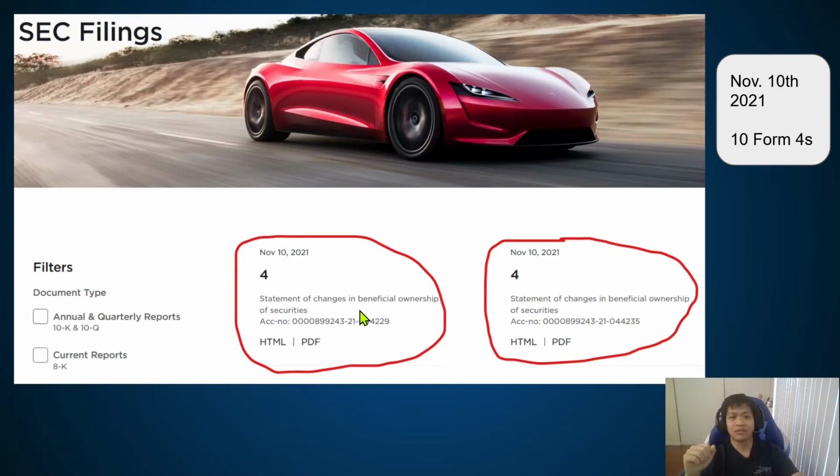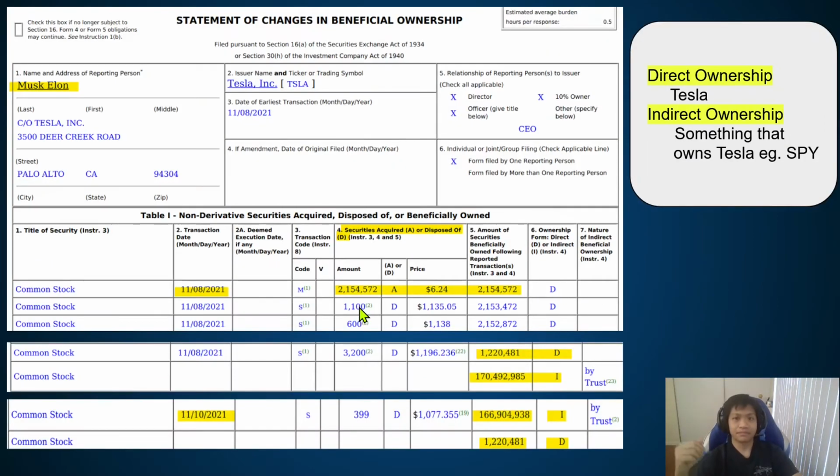So these are just two of them. In total, there were 10. Anyway, let's take a look at them. This is Statement of Changes in Beneficial Ownership for Elon Musk specifically. And he started selling some shares from November 8th through November 10th, and he might have sold some today, November 11th as well, but we don't know yet.